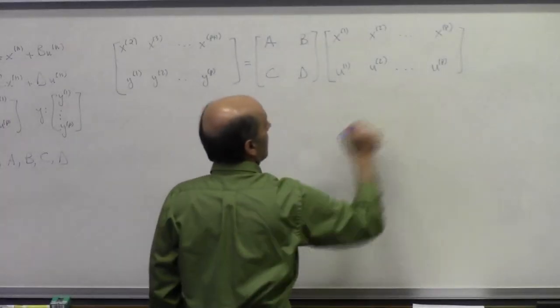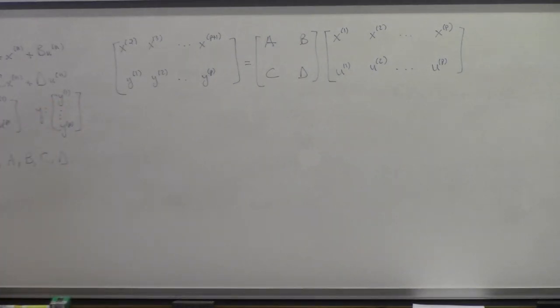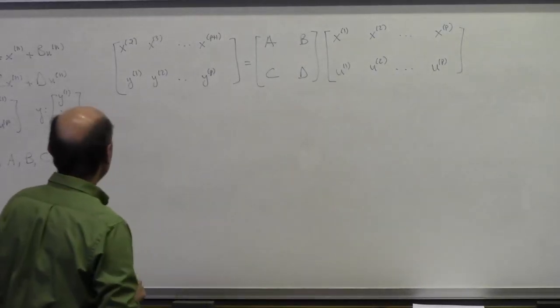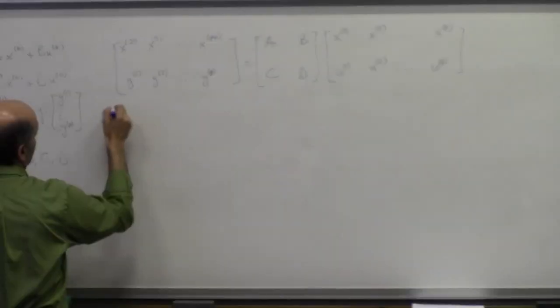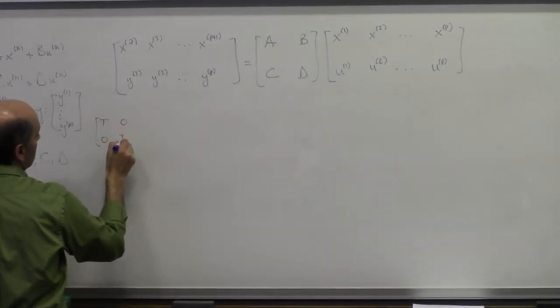So I know this, and I know this. I don't know anything else. So what if I multiply the left side of this equation by a matrix that's made up of an unknown matrix T? Suppose I take this, and I multiply it by T, 0, 0, I.